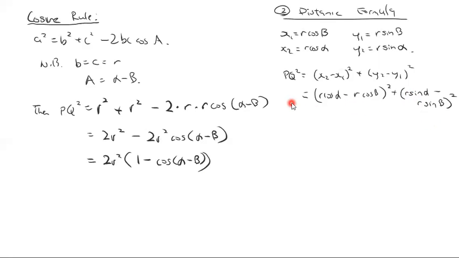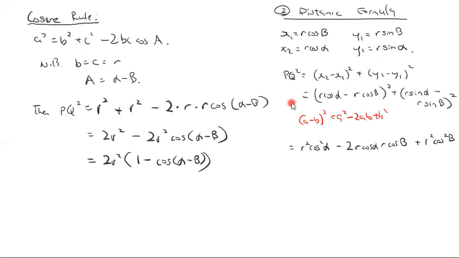So with the first one, keeping in mind that a minus b all squared is a squared minus 2ab plus b squared, then that means I'm going to get r cos alpha all squared, which is r squared cos squared alpha, minus 2 times r cos alpha, r cos beta, plus r squared cos squared beta. All right? So that's the first one.